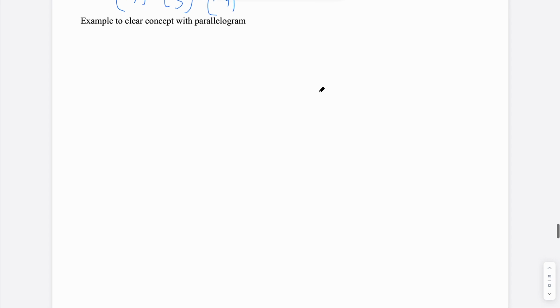Now this is an example to clear the concept with a parallelogram. Let's draw one. This should look like this.